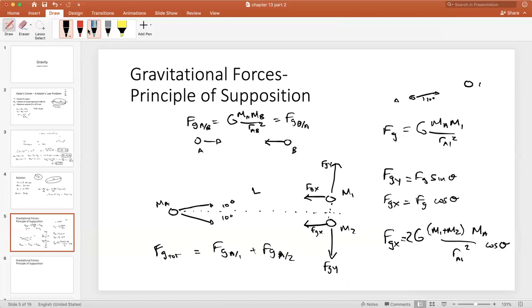Essentially, I need to get rid of that, I'm sorry. There's not 2 of them. I already accounted for the 2 when I added the masses here. But that is the total. There is no force in the Y, because the force in the Y from M1 and the force in the Y from M2 acting on MA cancel.